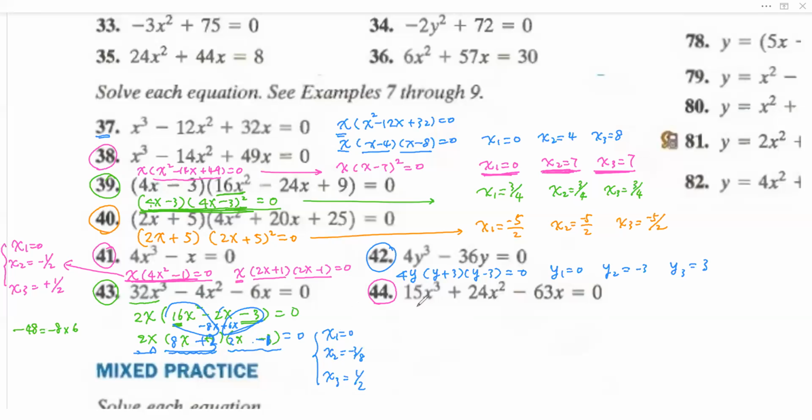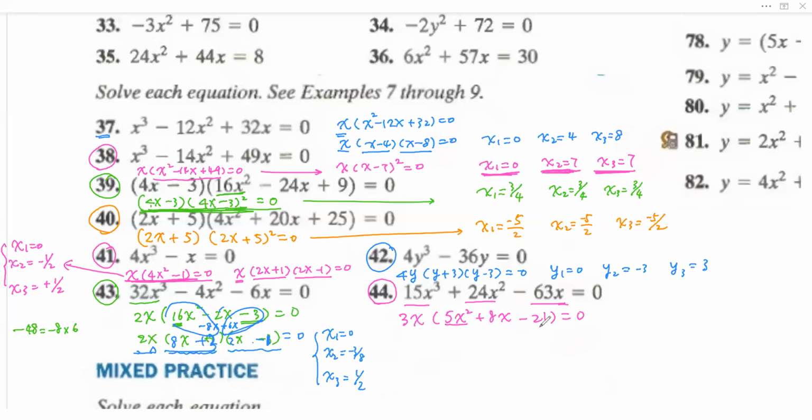So first, we still need to factor the common factor out, right? At least I found it's 3x. So we can take 3x out first. The rest is 5x squared plus ax minus 21, right? Okay, so what do we got here?